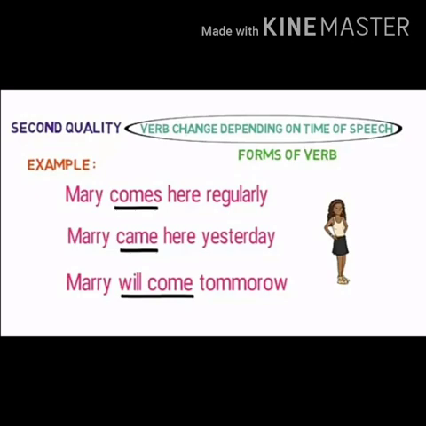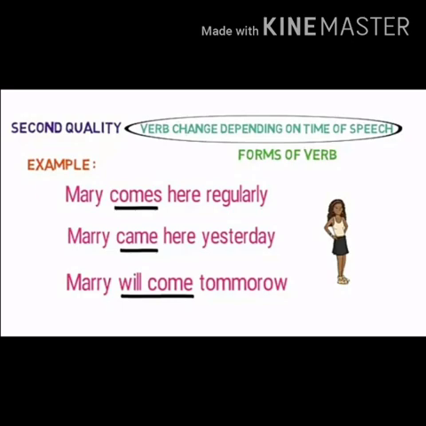In the third example, you can see Mary will come tomorrow. This shows future moment. Here in this example, the main verb is come and it changes according to the time of speech. In the first example it is comes, second it became came, and in the third it is will come. These are the different forms of verb.